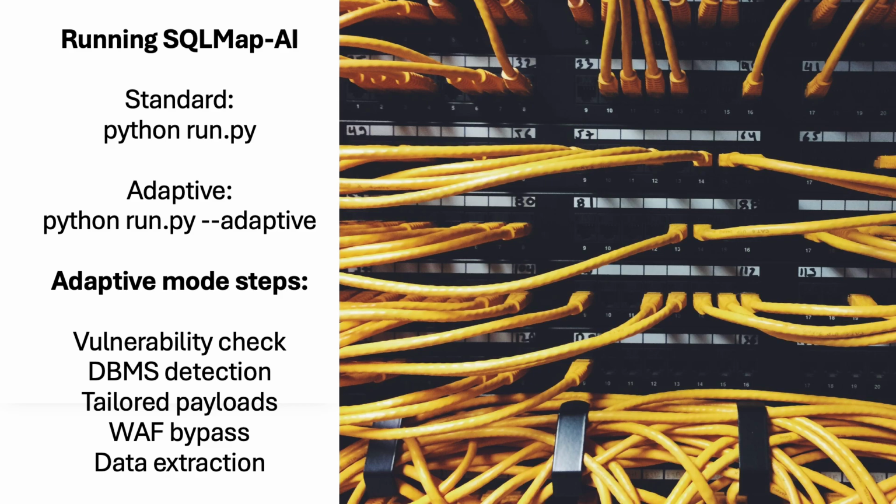First, it checks if the site is vulnerable. Second, it identifies the backend database like MySQL or Oracle. Third, if there's a WAF, it chooses a tamper script. Fourth, it extracts database names, tables, and even columns. Fifth, it tests alternative inputs like POST, cookies, and headers. It basically acts like an intelligent hacker.